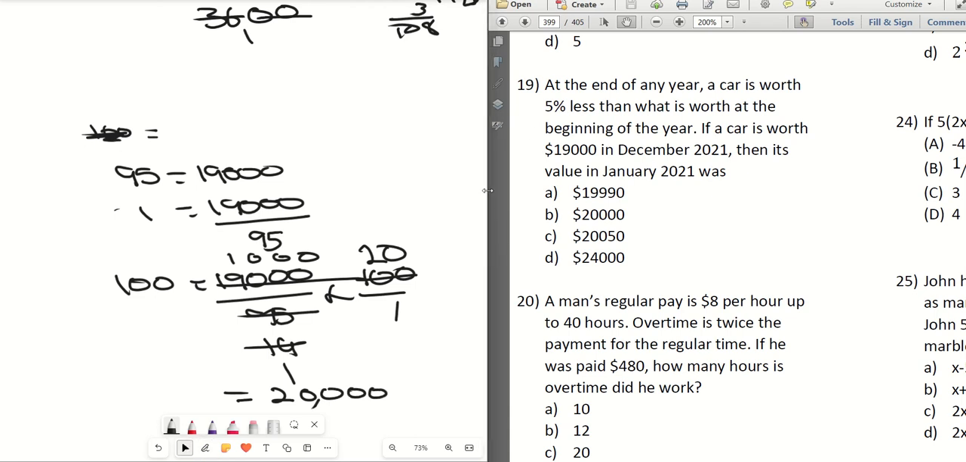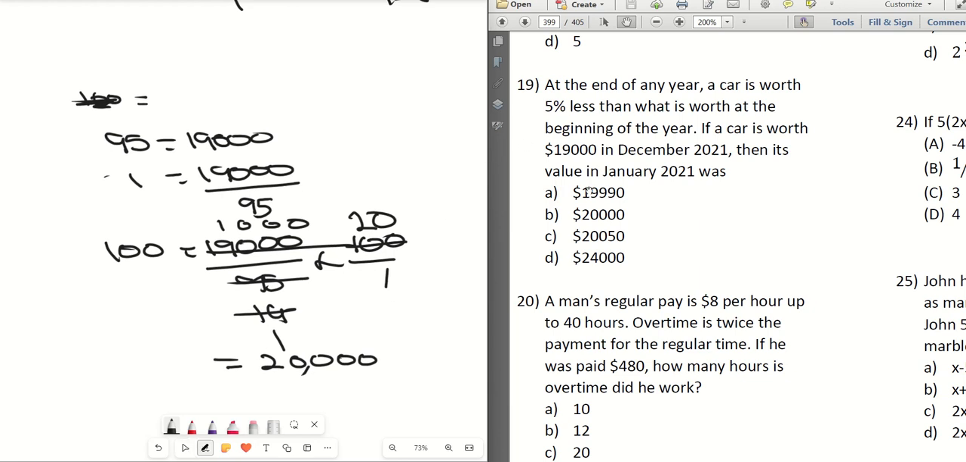How did I get 95%? They said that this is at the end of the year and it is 5% less. Less than what? The original. What is the original percentage? 100. So that's 100 minus 5 is 95. So you say 95 is this. 1 is 19,000 divided by 95, and then 100% is this. Or you could have simply found 5% of each value here and then subtracted to see which one is 19,000. Right, so the answer is B for number 19.